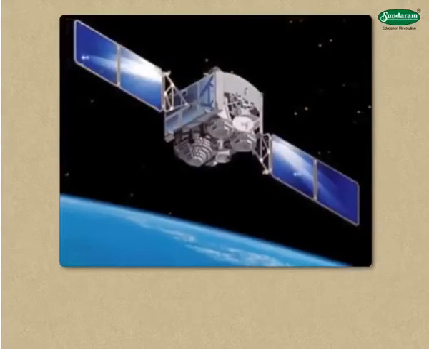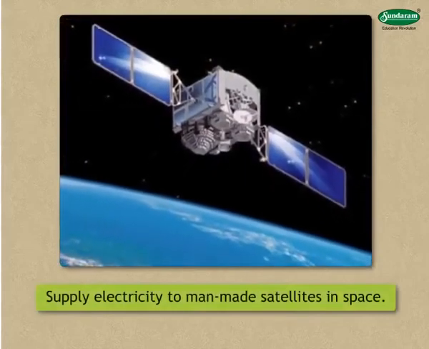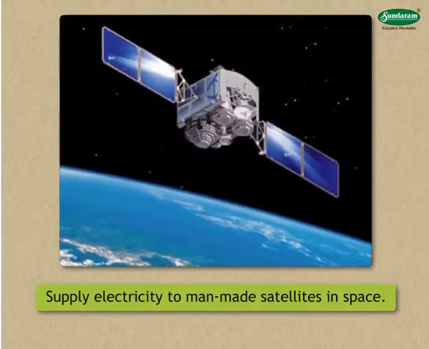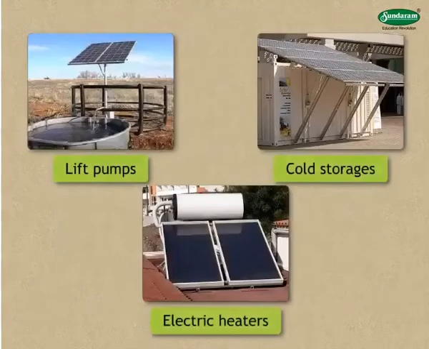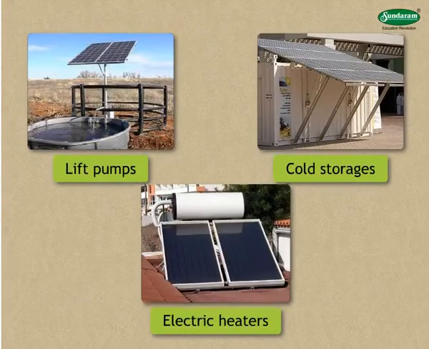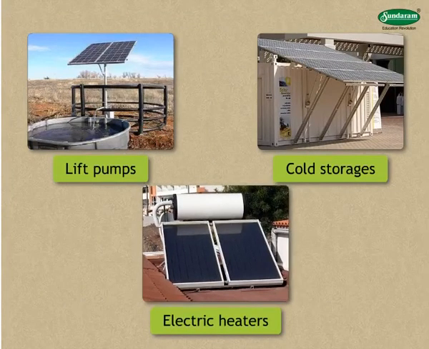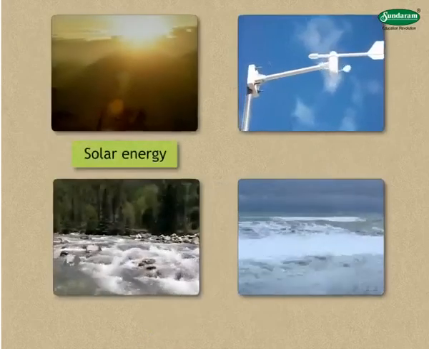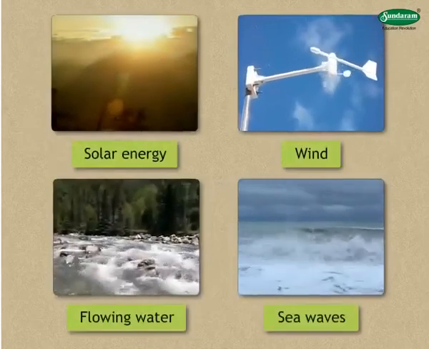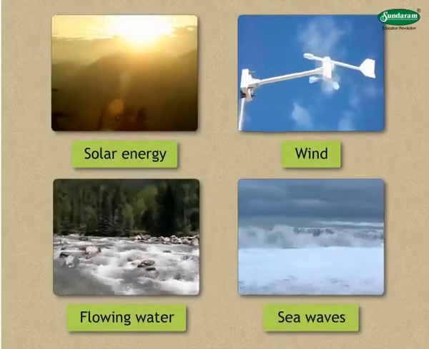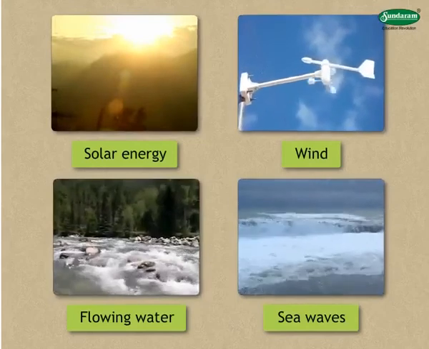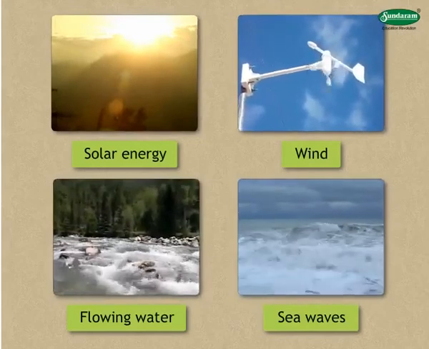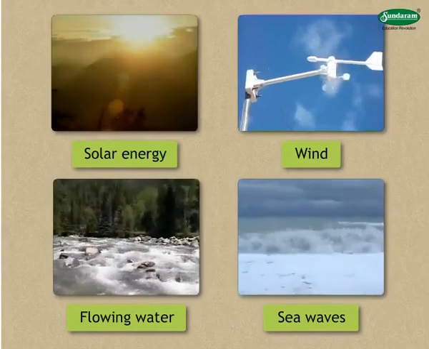Solar cells are used to supply electricity to man-made satellites in space. In the remote parts of our country, solar cells are used to generate electricity for lift pumps, cold storages for medicines, electric heaters, etc. Solar energy, wind, flowing water, sea waves are non-conventional sources of energy. They will always be available in nature. Hence, it is best to make the maximum use of these non-conventional sources.